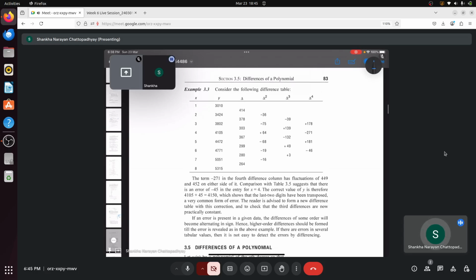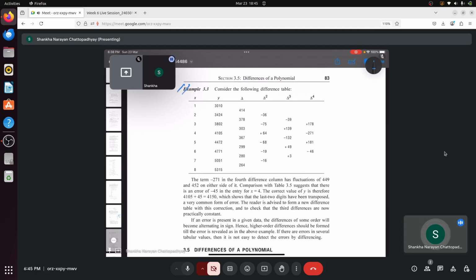Just read through this example. This is also a very nice example.